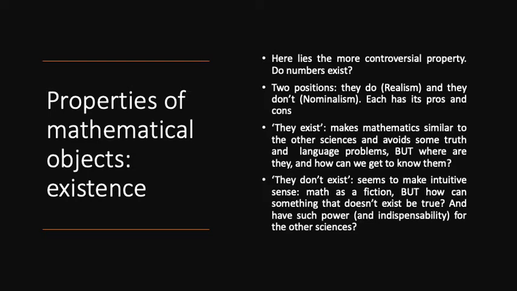So let's start with the realist position. Realists say that mathematical objects exist, and like almost everybody, they agree that mathematical objects are abstract. Now, this has some obvious advantages. From one perspective, it makes mathematics more like the other sciences, because the other sciences also study objects that exist. So it seems pretty intuitive. And it also avoids some truth and language problems, which we will comment on when we talk about the opposite position, the nominalist position.